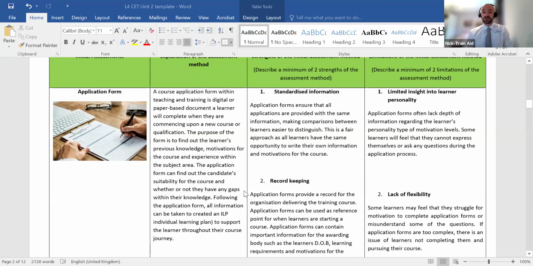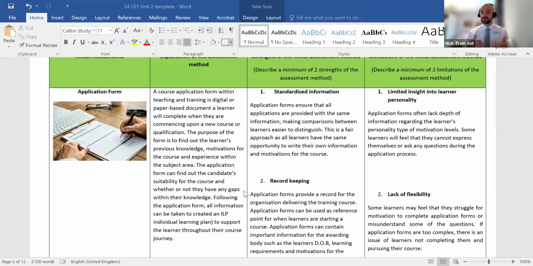Just to see whether or not the learner's got any gaps within their knowledge as well. So when they're starting a course, what is their literacy and numeracy skills like? Is it up to standard? If not, maybe we need to organise some classes for them to attend to go alongside the regular course as well. So following this rich information, what we can do is create an ILP, an individual learning plan, to support the learner throughout their course.